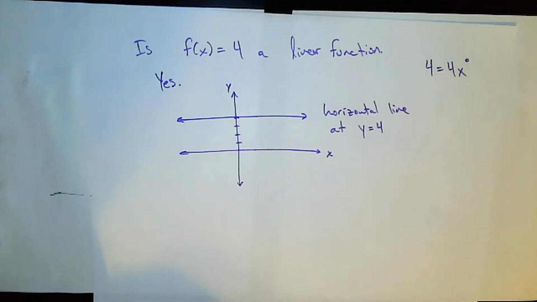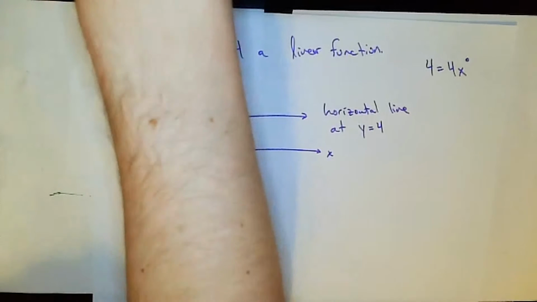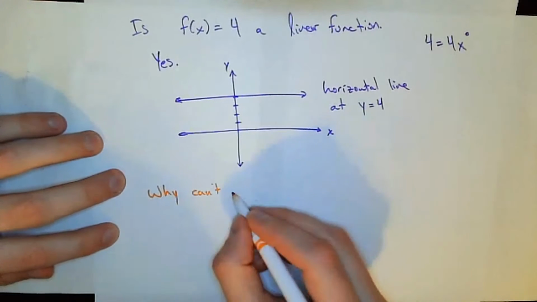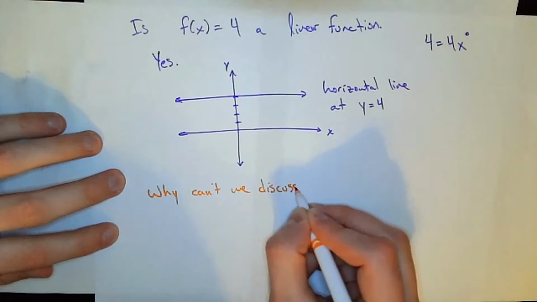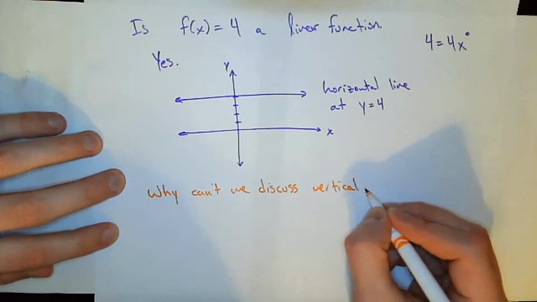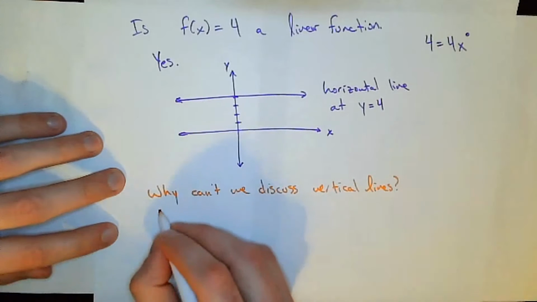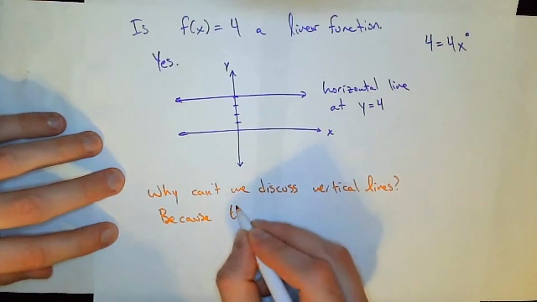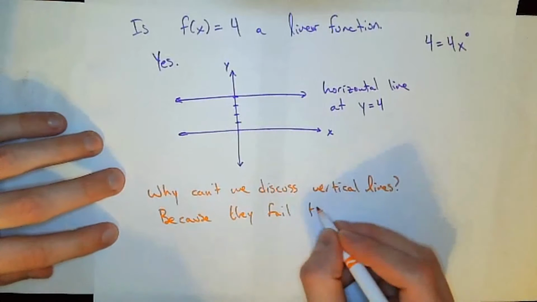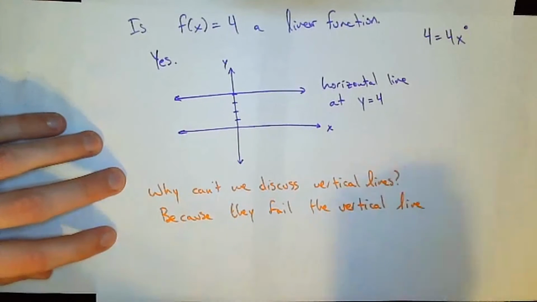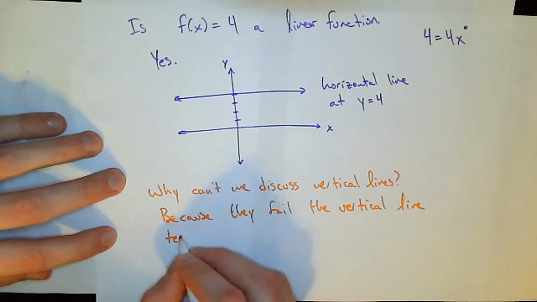Now, how do you use function notation to graph a vertical line? Well, you can't. Why not? Why can't we talk about vertical lines? That's a good little tangent there. Why can't we discuss vertical lines? Well, because they fail the vertical line test for functions. Throw back to that. What is that, 2.2, I think? They fail the vertical line test for functions.